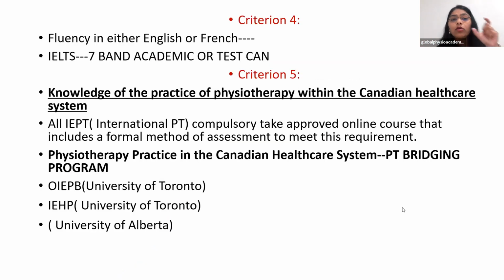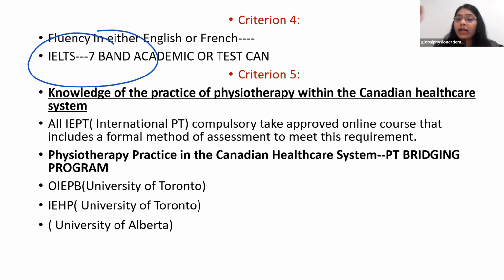Fourth criteria is fluency. Either you have to prove yourself fluent in English or fluent in French, either or. Generally, IELTS overall 7 academic band is required to start your process. That is the important thing. Now, how is this IELTS important for you guys? Those who are coming on a student visa basis, I always say that if you are giving IELTS academic for your student visa, right?